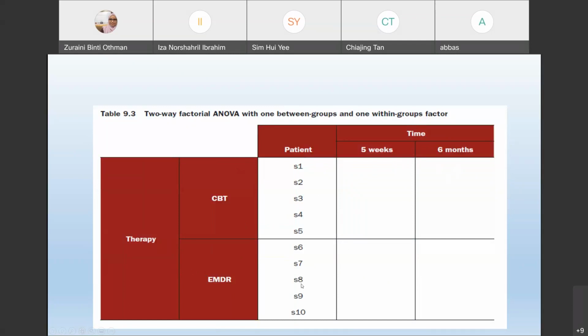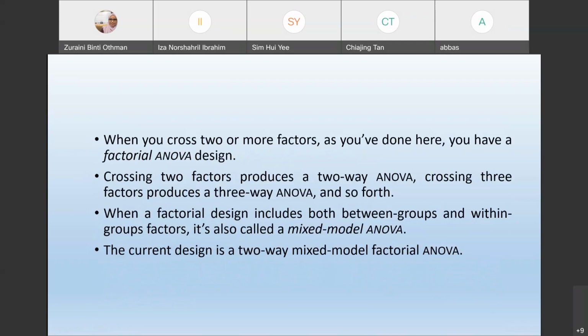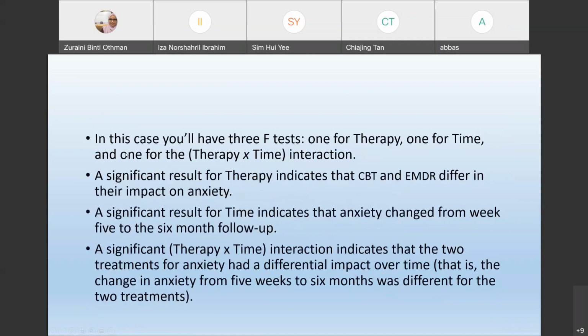Okay. Here the patient, after 5 weeks and 6 months, is the within-group factor, and the therapy, CBT and EMDR, is the between-group factor. In this case, you have 3 F tests. First is therapy. Second is time, and the third one is therapy versus time. These are the 3 effects that you want to measure.